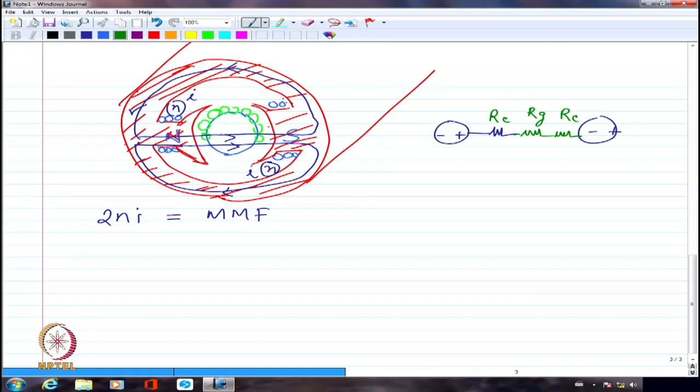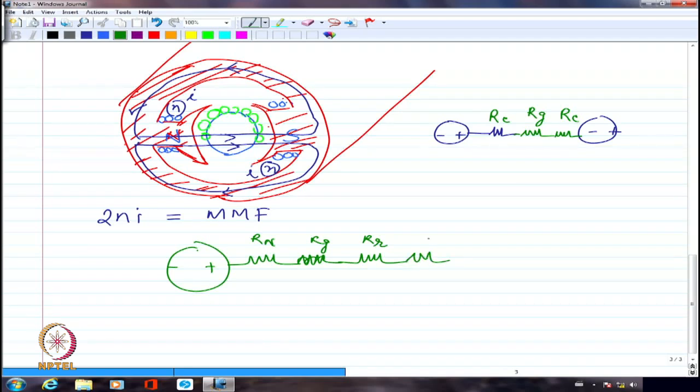So I can redraw this probably somewhat like this. So I can have plus and minus here, one resistance corresponding to our north pole. Then I can have the gap reluctance. Then I can have the rotor reluctance. Then one more gap reluctance, one more south pole reluctance. Right? And apart from that, I should have the other one, which is the MMF corresponding to the south pole. So this is one Ni, this is one more Ni.